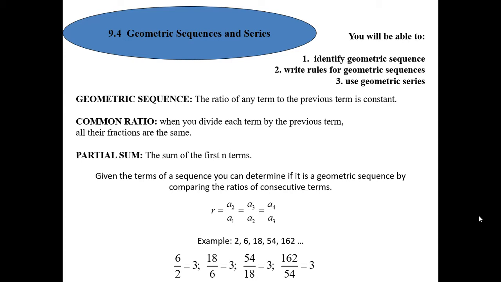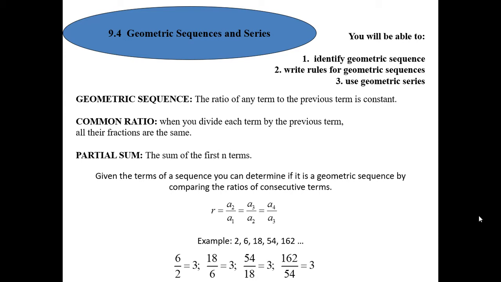What is a geometric sequence? A geometric sequence is a sequence of numbers in which the ratio of any term to the previous term is constant. And we're going to use the letter r to denote that common ratio. So when you divide each term by the previous term, all the ratios are the same. Now we're also going to talk about a partial sum. If we add up a sequence, so a series, and we sum a number of terms, that's going to be called a partial sum.